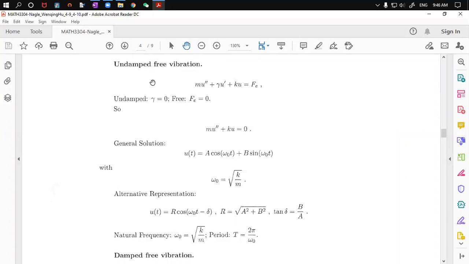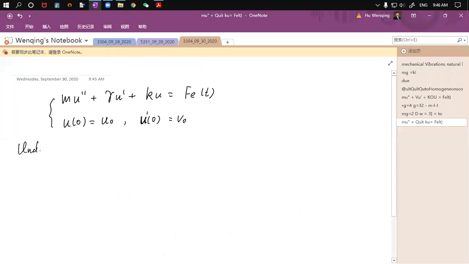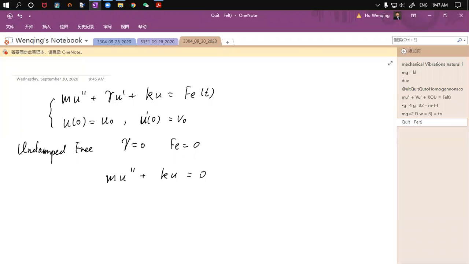I will first talk about the so-called undamped free vibration. Undamped free vibration means there is no damping and there is no external force. So damping is 0 and external force is also 0. The equation is just mu double dot plus ku equals 0. What does it mean? It means you're running your experimental system in a vacuum, so there is no damping. And it's a free vibration, so there is no external forcing on the mass.